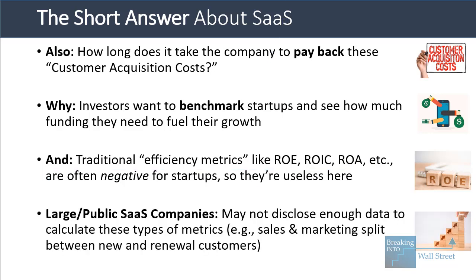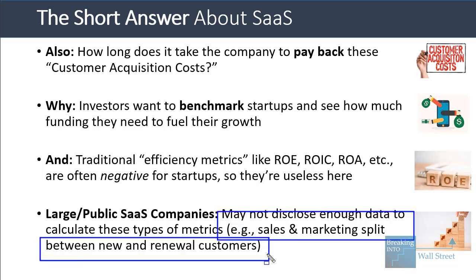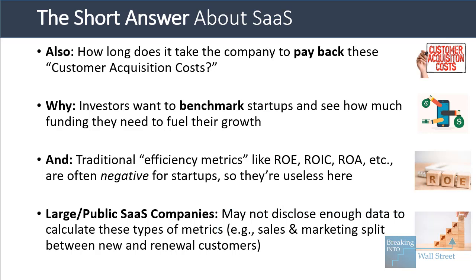With larger and public SaaS companies, they will not necessarily disclose enough information to calculate these metrics. For example, sales and marketing for large public SaaS companies is rarely split out between new and renewal customers, so you have to make some estimates and make some approximations along the way. But these types of metrics, long story short, are much more useful for valuing private companies and startup companies that are just getting started ramping up and scaling than they are for valuing and evaluating large public companies.